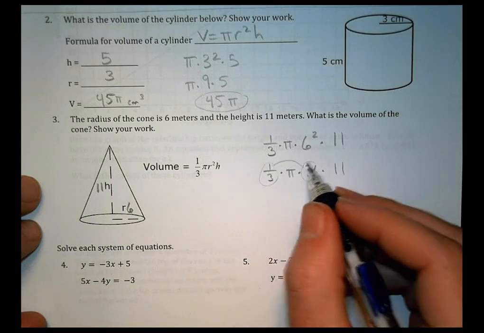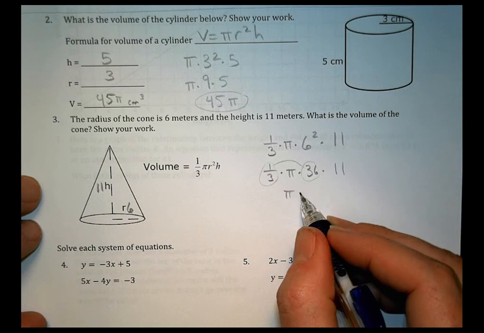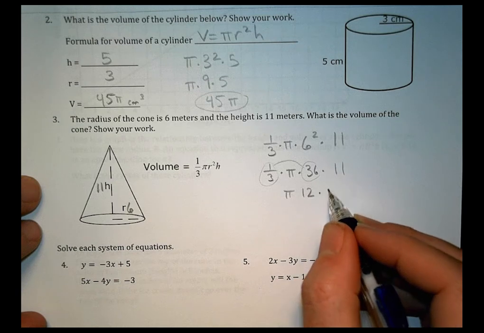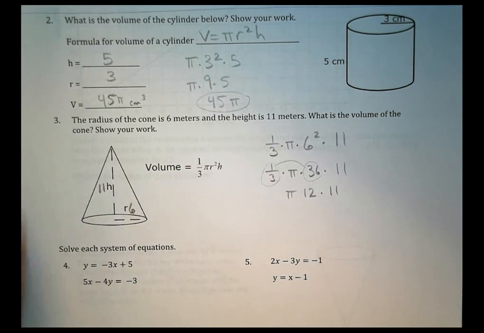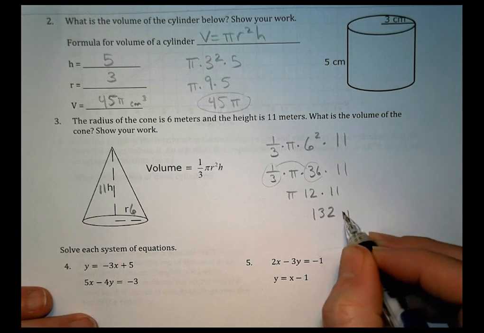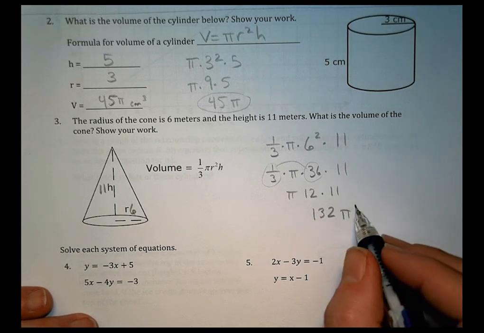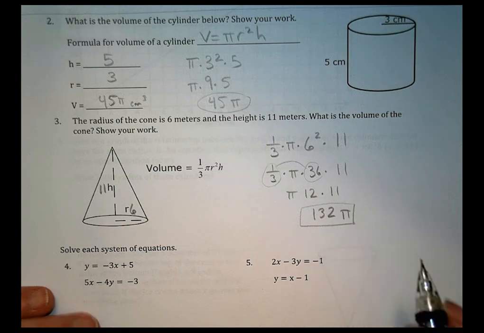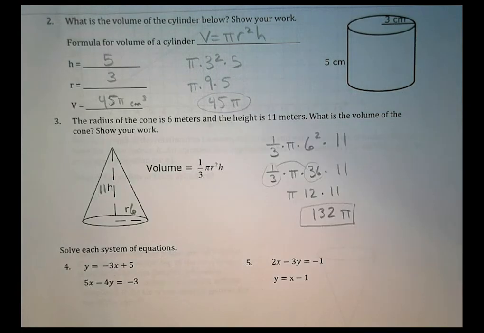1/3 of 36 is going to be 12. So we have 12 times 11. Okay, looking good so far, right? And so for us, the next thing we'll do is 12 times 11, which is 132, and if we keep it in terms of pi, we just leave it just like that. Alright, and that's it for number 3.